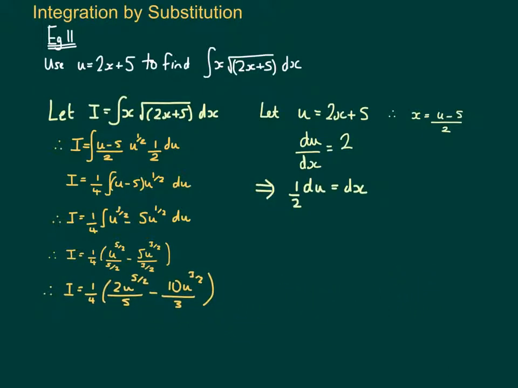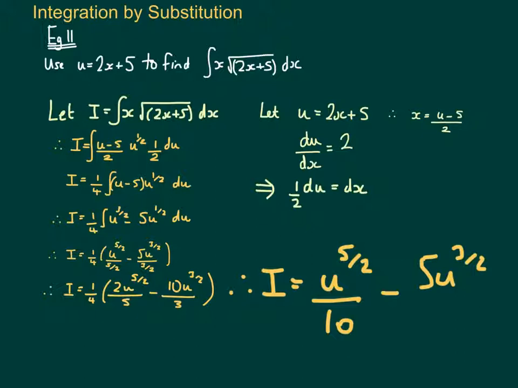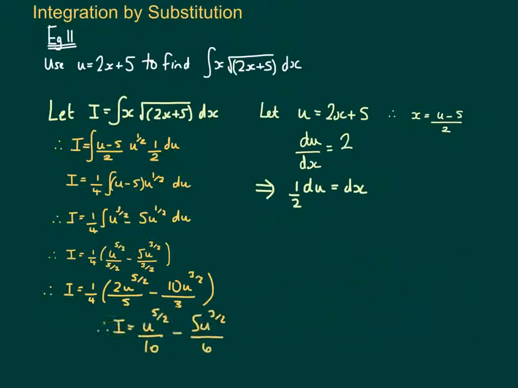If we expand all of that, the 4 in the denominator will cancel with the 2's and the 10. So I will get u to the power 5 over 2 divided by 10 minus 5 u to the power 3 over 2 divided by 6. Okay?